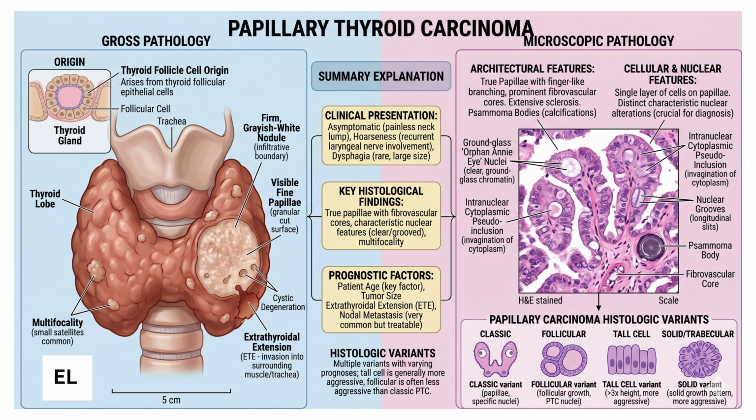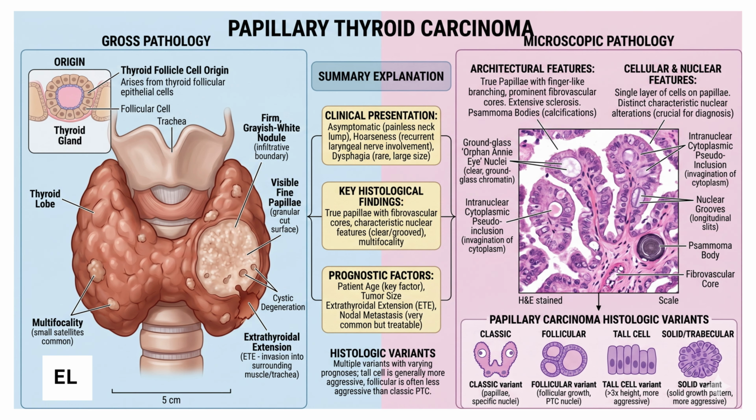Notice that the boundaries are not well defined. This indicates an infiltrative nature, meaning the tumor doesn't respect normal tissue planes. When the cut surface is shown, you can see fine papillary projections, giving it a granular appearance. These tiny projections are not random. They correspond to the papillae that define this tumor histologically.